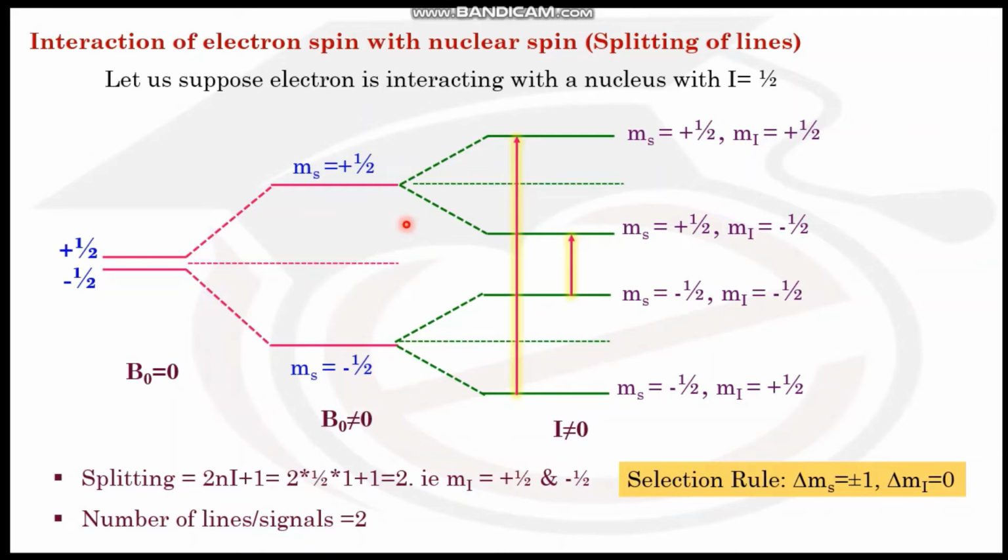Number of signals, every time we are writing number of signals, and what is meant by that number of signals, I think now it's clear to you. And in this section you have to remember this selection rule, that is very, very important. Selection rule for ESR is delta ms equal to plus or minus 1, delta mi equal to 0.